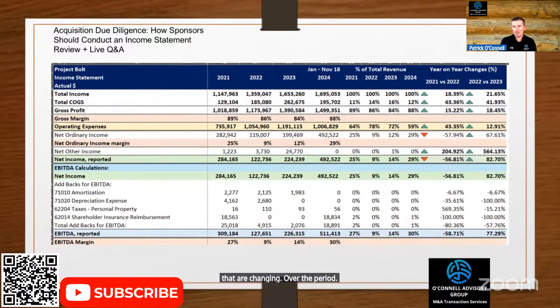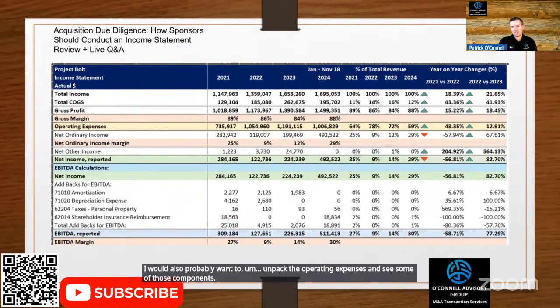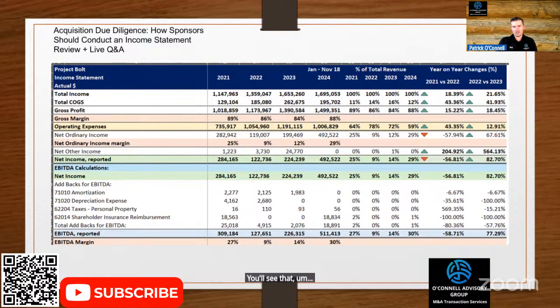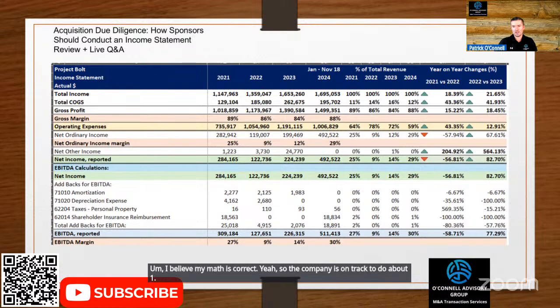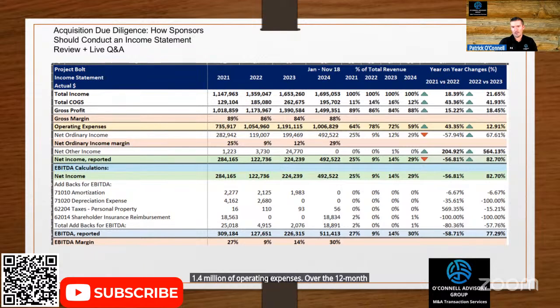The cost profile, you want to unpack what happened with the cost of goods sold. I would also probably want to unpack the operating expenses and see some of those components. You'll see that operating expenses are about $1 million through 10 and a half months of the period. So they're on track to do a little bit less. I believe my math is correct. Yeah, so the company is on track to do about 1.14 million of operating expenses over the 12-month period in 24.